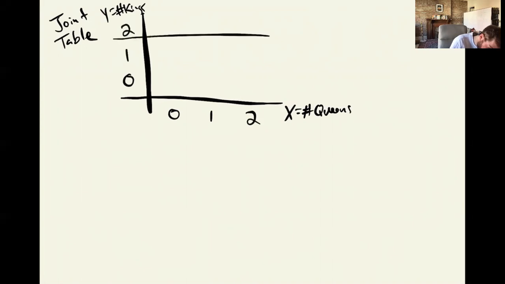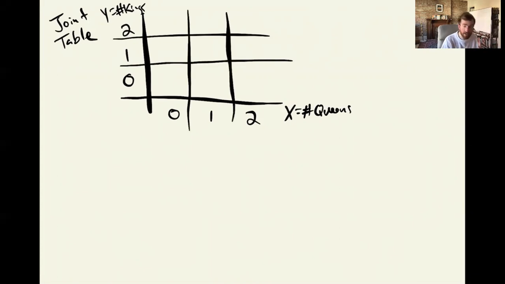But then I also see that there are certain joint values that are not possible. For example, as I said earlier, you can't have 2 kings and 2 queens because we're only drawing 2 cards. Similarly, I can't have 2 and 1, or 1 and 1, or 2 or 1 and 2. So I can immediately write in 0 for these.